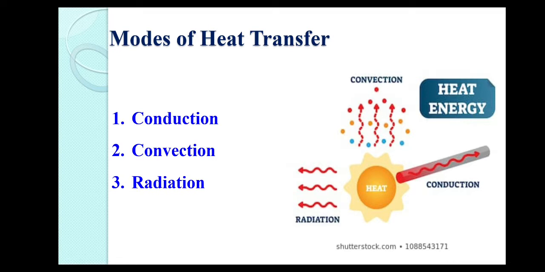First is conduction. Conduction is when heat applied to one part of a substance is transferred to all parts of the substance. Second is convection. Convection means heat transfer by movement of heated particles, which takes place only in a liquid or gaseous medium. And third one is radiation. Radiation means heat is transferred in the form of rays from the molecules of a substance. The best example of radiation is the sun.